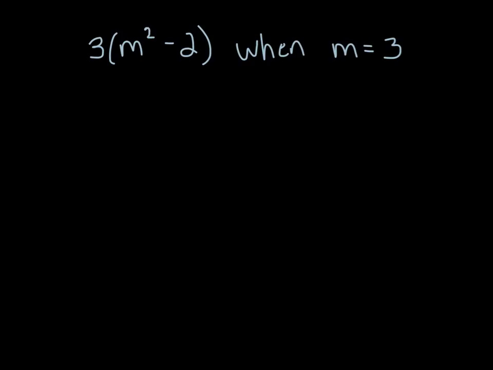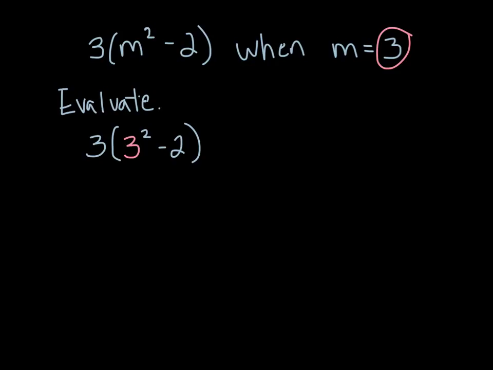In this example, we have 3 times the quantity m squared minus 2, and we want to evaluate this when m equals 3. Again, the directions will often read evaluate. First thing we're going to do is substitute the number 3 in anywhere we see an m. We have 3, parentheses. m is 3. We're going to substitute the 3 in. Squared minus 2. Again, we simplify using the order of operations, starting with parentheses.